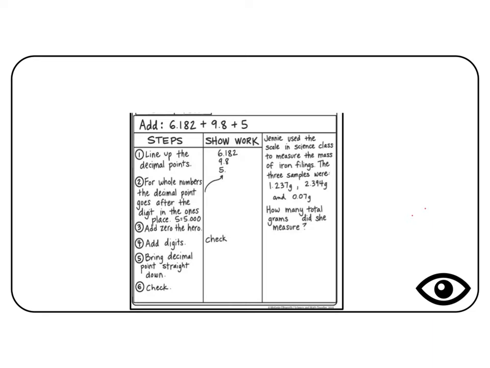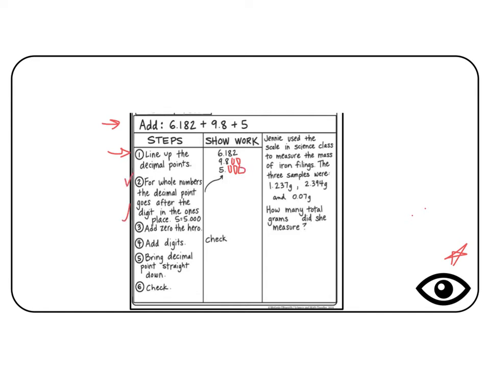All right, everyone, let's start this lesson by watching me do an example. In this problem, we are going to add 6 and 182 thousandths plus 9 and 8 tenths plus 5. Our first step is to line up the numbers by their decimal. You can see that it's already been written for us. Step 2 says for the whole number, we add a decimal point and then we can add zeros as our placeholders to know that we have everything lined up.